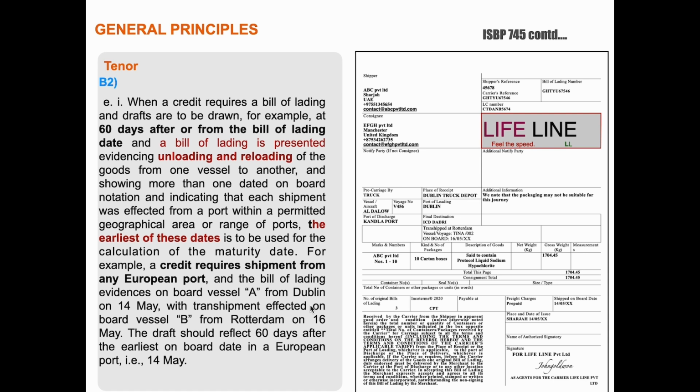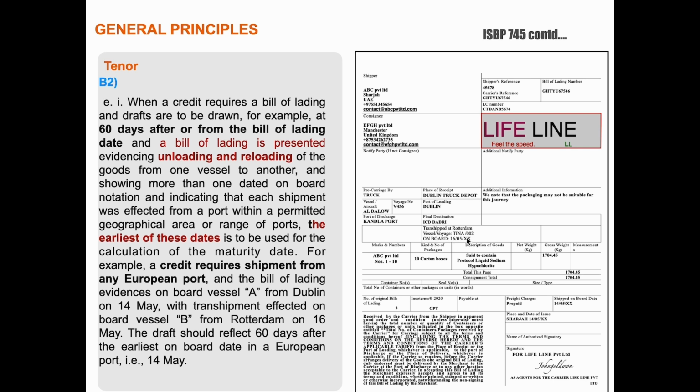Don't confuse this with partial shipment, because in a partial shipment the transport documents will also come partially, meaning more than one bill of lading will be presented. But note this carefully: the goods are transshipped at Rotterdam. The goods are shipped from Dublin on this onboard date, 14th of May, and were transshipped at Rotterdam. Here you can clearly see it is transshipped at Rotterdam, vessel and voyage number T002, onboard on 16/5.